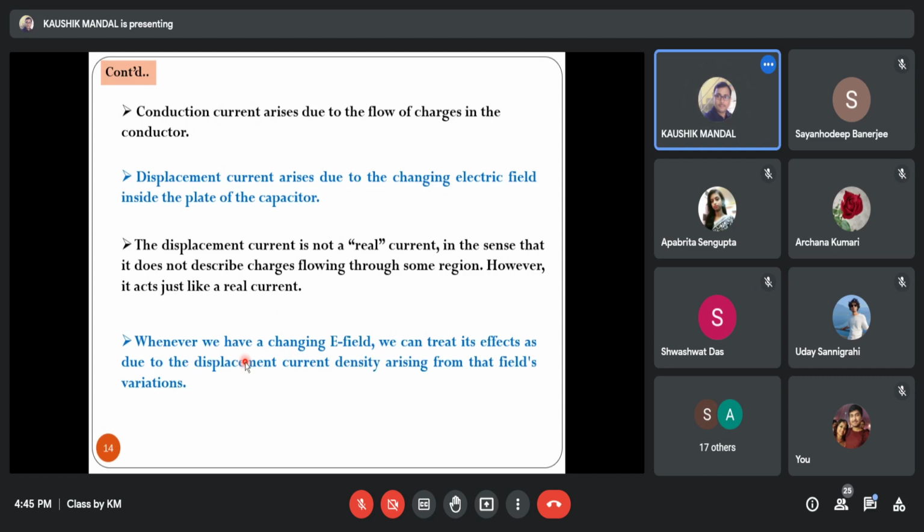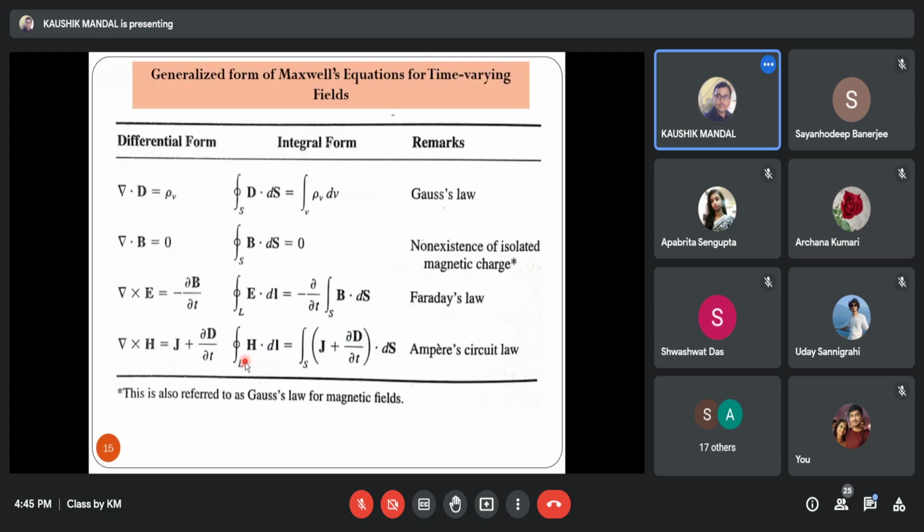So another source of magnetic field is the change in electric field, or the rate of change of the electric flux. So that's all about the displacement current. One by one we have found all the Maxwell's equations.